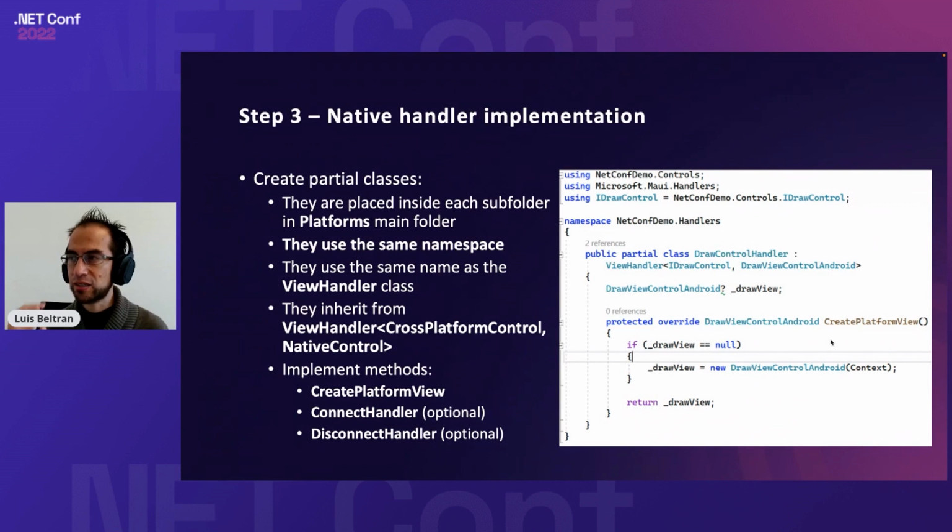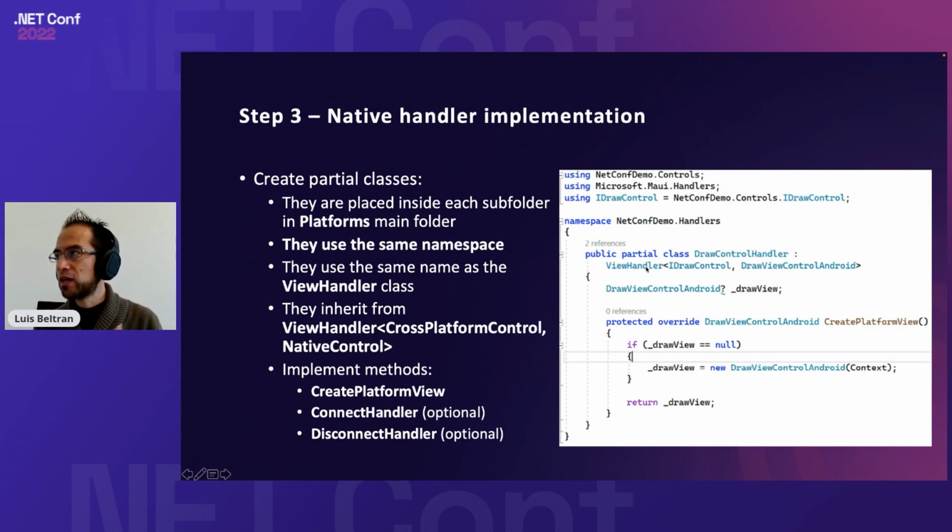Actually, that is step number 3. Implement the native handler. In this case, you will create a partial class that will be placed in every subfolder into the platform's main folder. So for example, we will have one for Android, one for iOS, and so on, with the same namespace as the handler. So for example, you can observe handlers that I define in the interface.